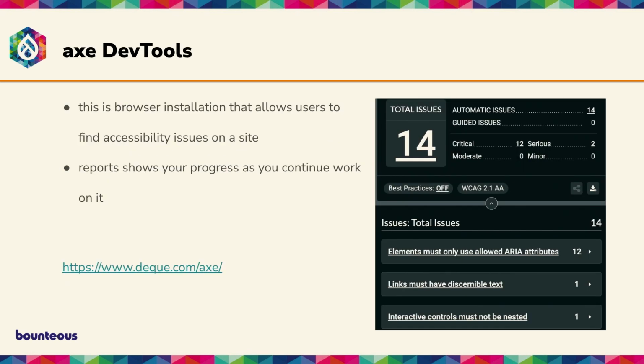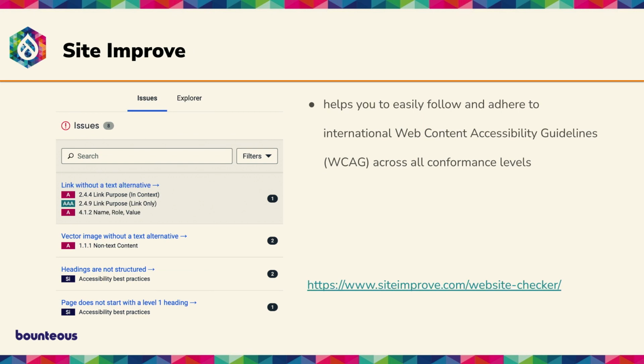The next tool we used was Axe DevTools. This is a browser installation that allows users to find accessibility issues on a site. And what I enjoy about Axe DevTools is that it shows you reports on your progress as you continue working on it, so you can get an up-to-date or live image of how your site is doing. The last big tool that we used was Site Improve. This tool gives you an insight on how accessible your site truly is.